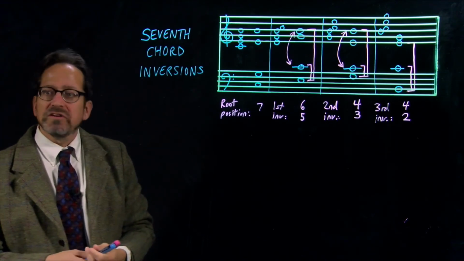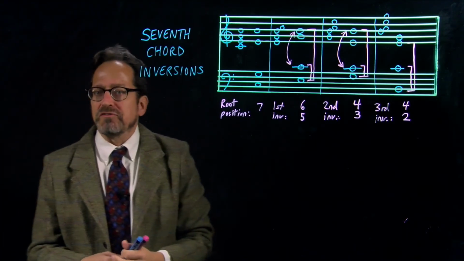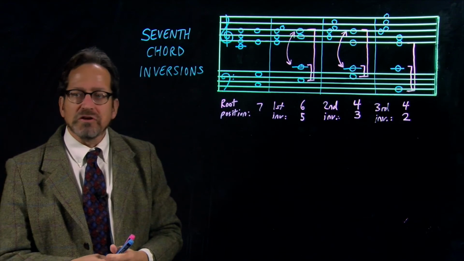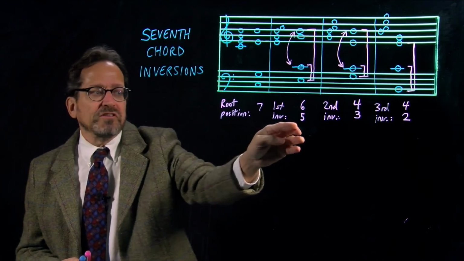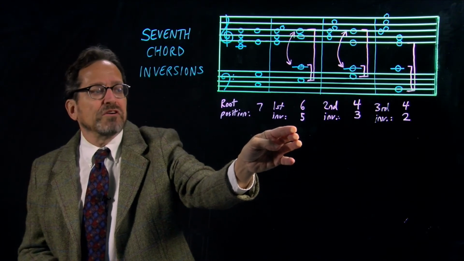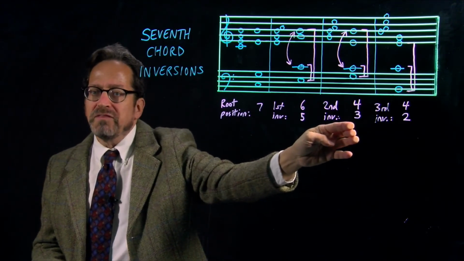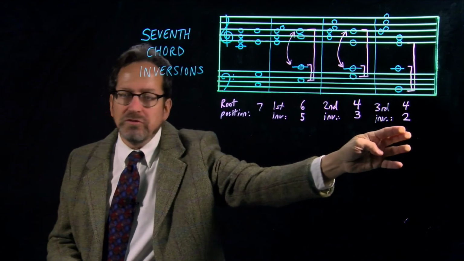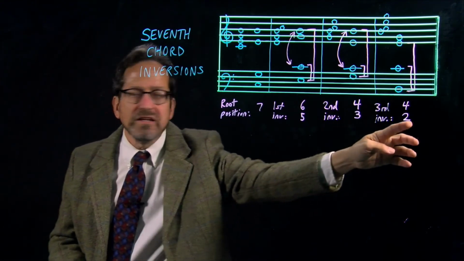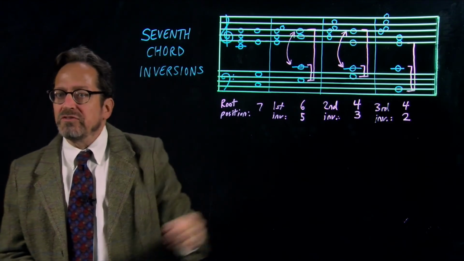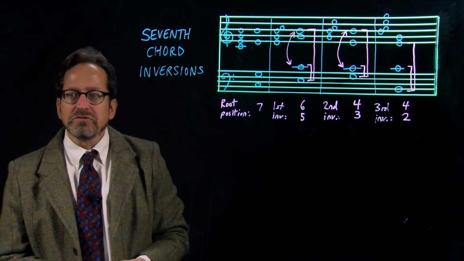And now we see that there is a pattern to the numbers that are involved in the inversion symbols. We start with 7. The next inversion gives us 6-5. The next inversion gives us 4-3. And the final inversion replaces a 3 with a 2. So it's something like a countdown. 7, 6, 5, 4, 3, 2. And that's a convenient way to remember the inversion symbols.